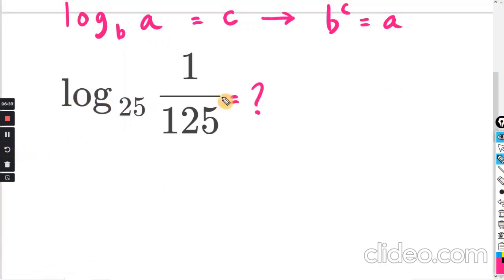Okay, they're asking us to evaluate this logarithmic expression. We have to translate it to exponential form. So we can see that b, the base, is 25. And we can see that c, the exponent, is unknown. So we're going to leave it as c. And the argument a is this whole thing right here, 1 over 125.